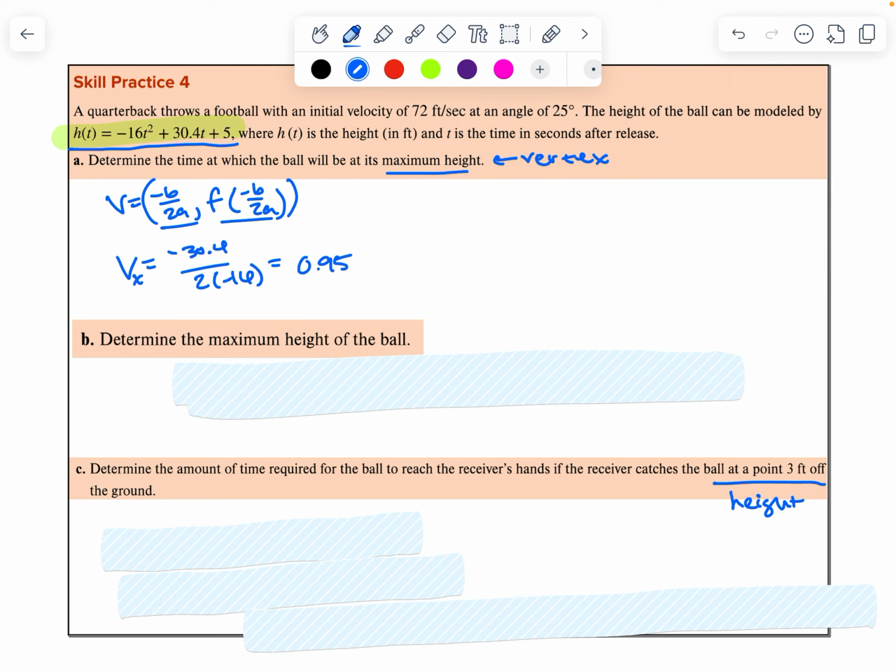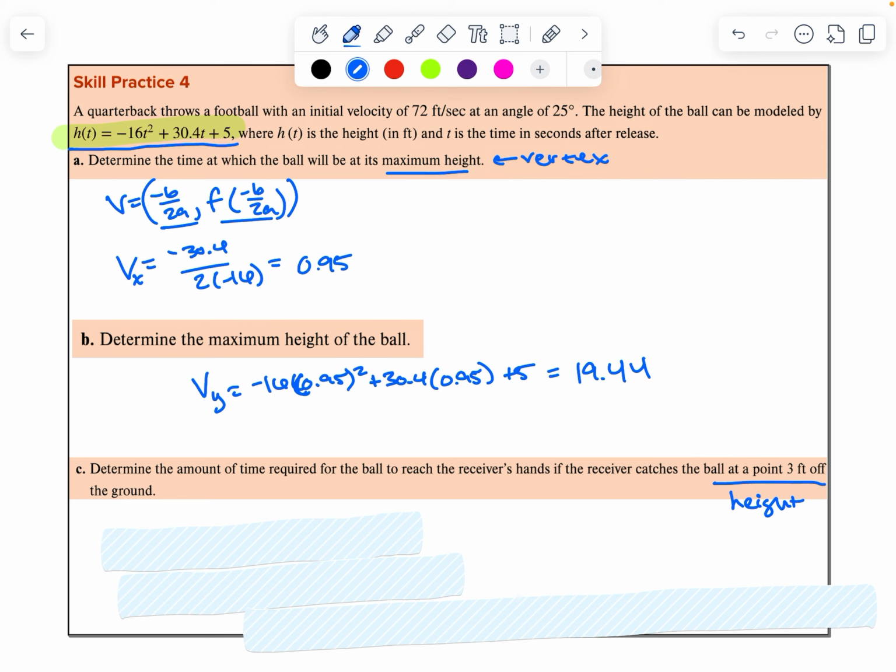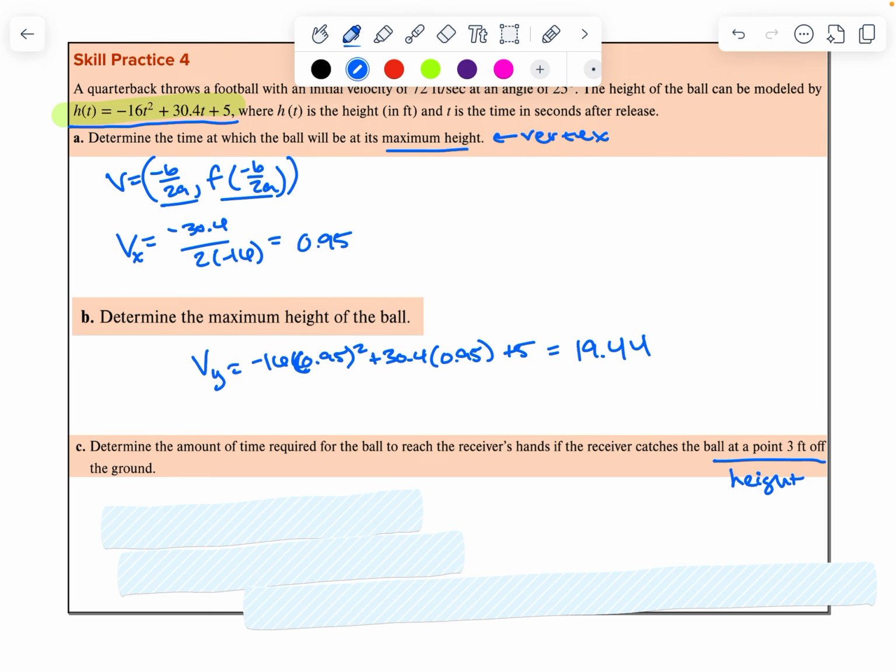Determine the amount of time to reach the receiver's hand if he catches it at 3 feet off of the ground. That is your height. That means h is 3. So when we go and try and solve that, we're trying to solve for 3, not 0. It's not making it all the way to 0 feet. It's making it to 3 feet.